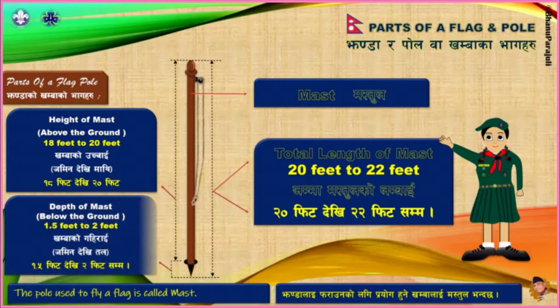Depth of mast below the ground 1.5 feet to 2 feet.